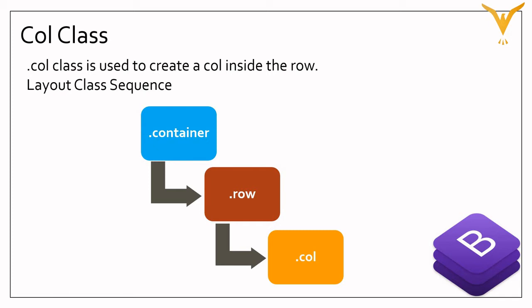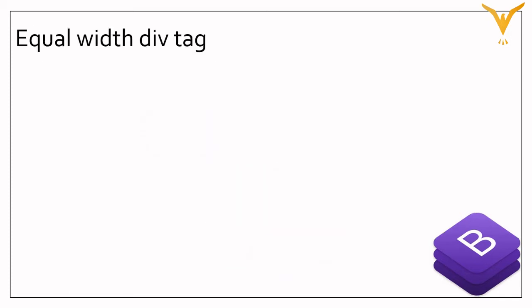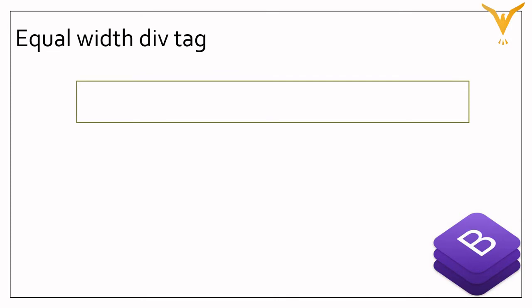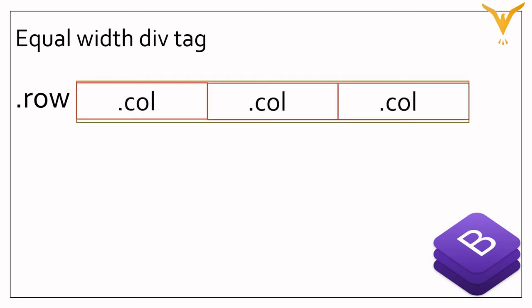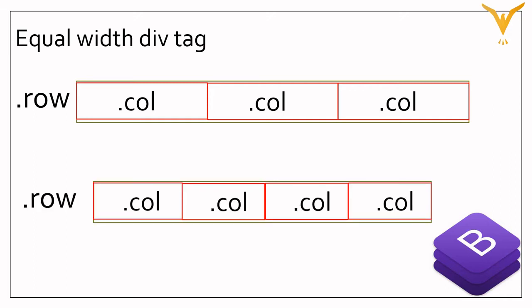So now let's see how to create the column with equal width. To create the column with equal width, we require a col class. So first we will create one row, and to create this row, obviously we are going to use row class, and inside this row class we are going to use column class. As you can see here, there are three columns in one single row, and all these three columns have equal width. In the second example, we have created one row, and in that we have four columns with equal width. So to create a column with equal width, you have to use col class inside the row class.